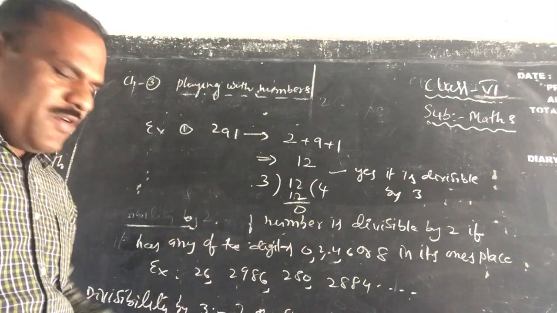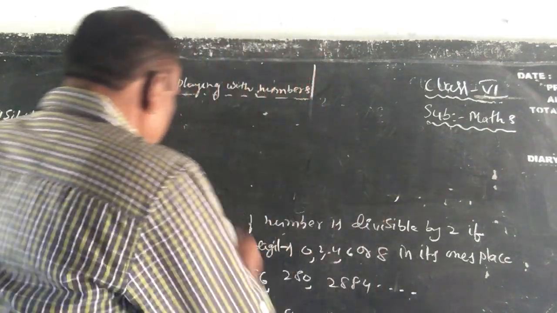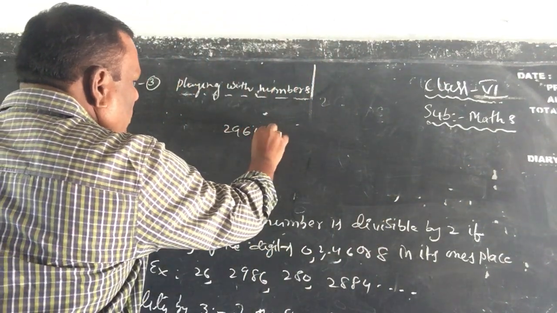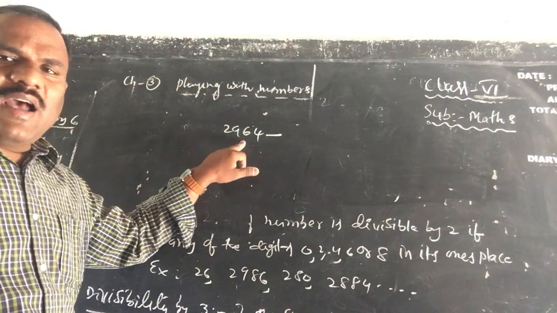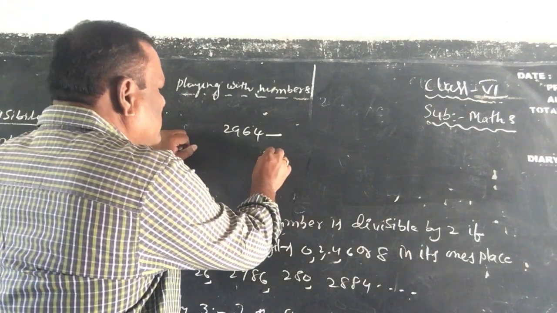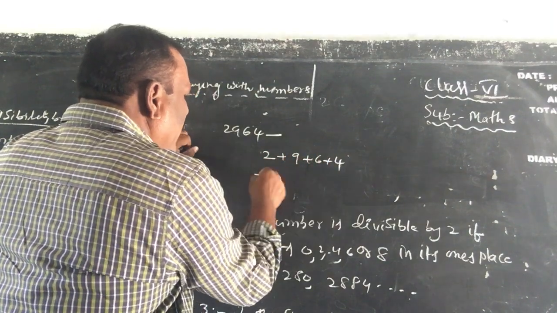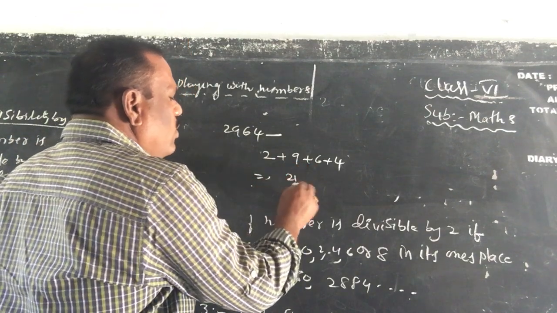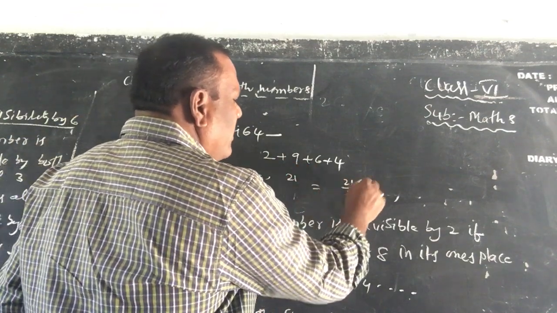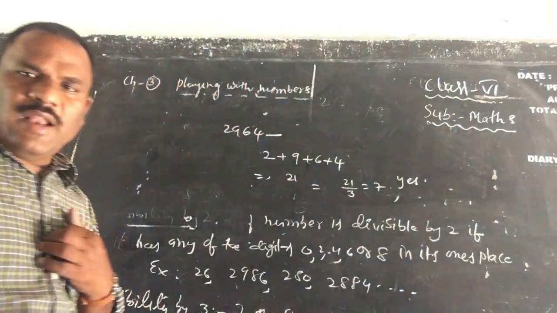Like that, if you take one more number, children, 2964. Check whether this number is divisible by 3 or not. Simple, children. First write the sum of the digits: 2 plus 9 plus 6 plus 4. That is 11 plus 6 is 17, plus 4 is 21. So 21 divided by 3 equals 7, children. So yes, it is divisible by 3.